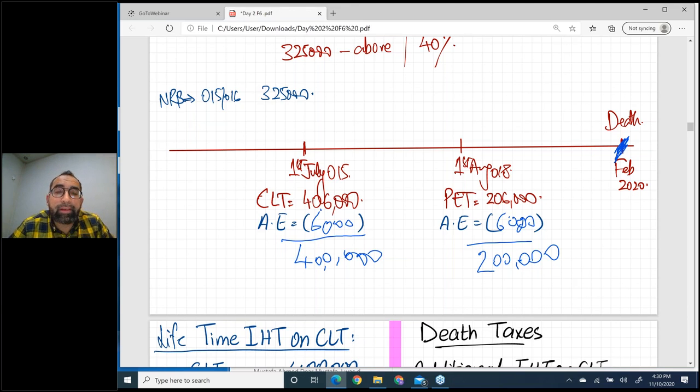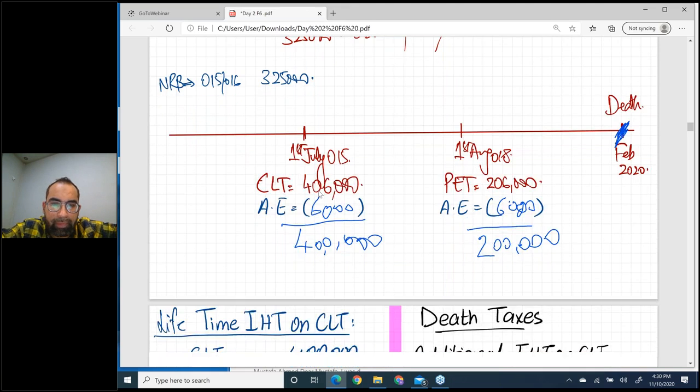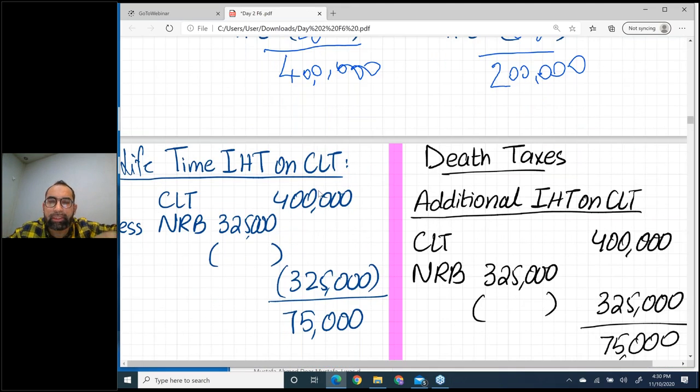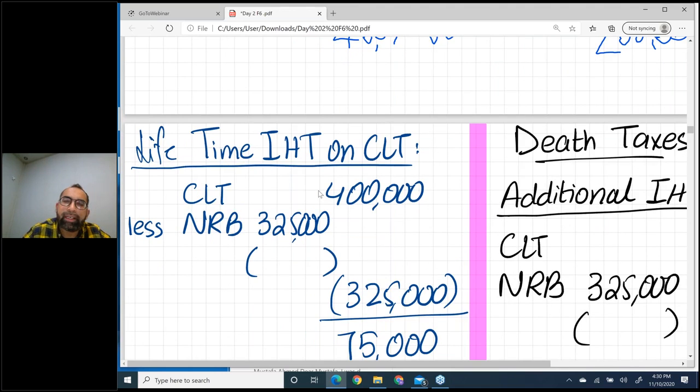Now look at here. The first installment is paid by the trustee, so we have to use the tax rate of 20%. Let's start, and don't forget, the person is alive. The person is not dead. The heading is lifetime IHT on CLT. Now what is the chargeable amount of CLT? This is 4 lakh after annual exemption.